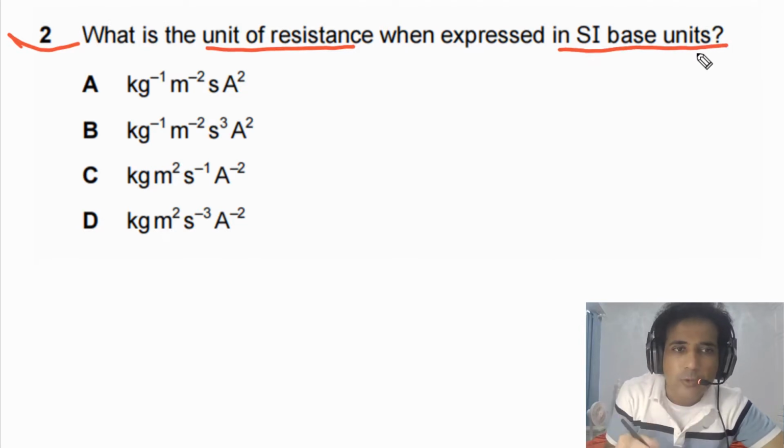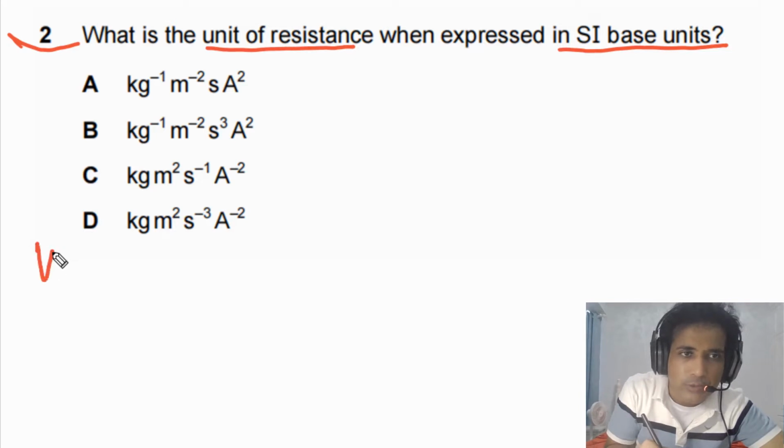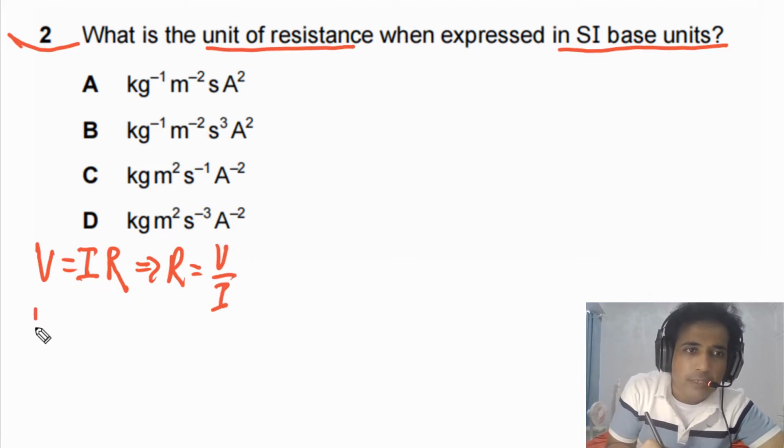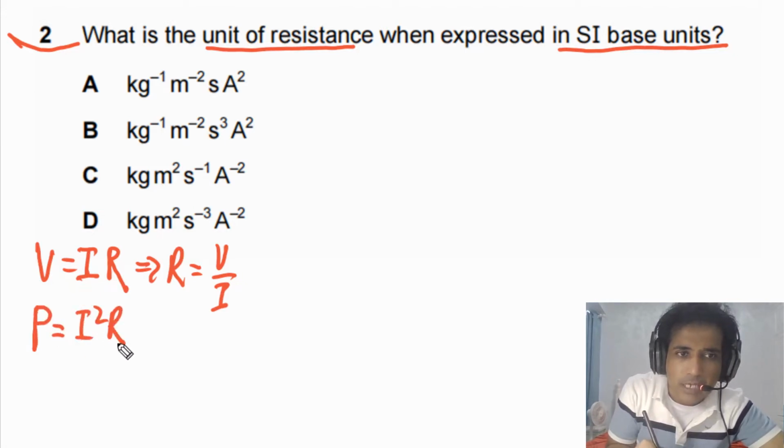First of all, we need to understand how we can calculate resistance. We can calculate resistance using different formulas. One way is to use V is equal to IR, and from here we can find R. So R will be equal to V divided by I. We can also calculate resistance by using P is equal to I squared times R. From here we can calculate R, that will be equal to P divided by I squared.